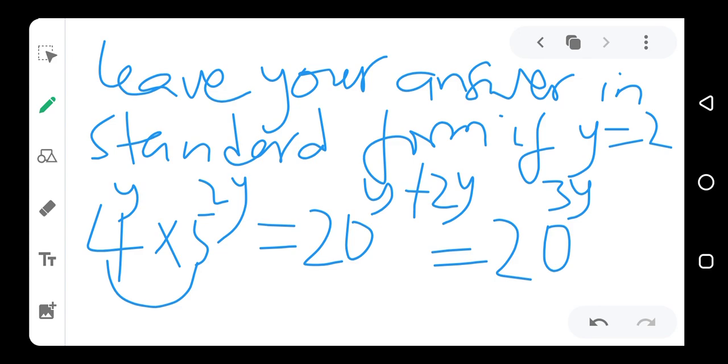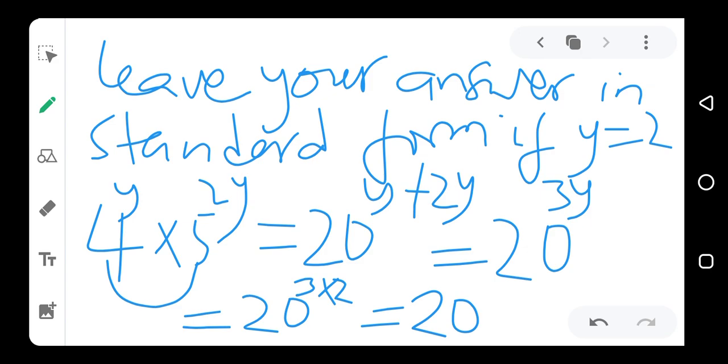Now we are given that y is equal to 2. So we just put the value for y, which is 2. It becomes 3 times 2, which is now 20 raised to power 6. So this is the answer. Here we were given the value for the unknown, y, so we substitute the value of y given to us, and then we evaluate.